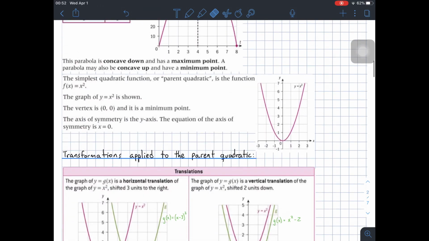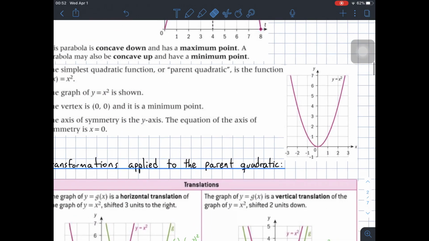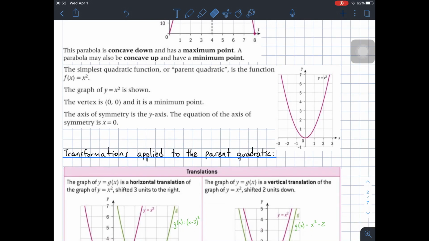Okay, then we're getting into the important part of this class. It says the simplest quadratic function, or parent quadratic, is the function f of x equals x squared. Remember, this is something I always tell you. The parent function of any function is the simplest form of that function. And in the case of a quadratic function, it is f of x equals x squared, which is the same as saying y equals x squared. This function is the one that you can see in this graph over here.